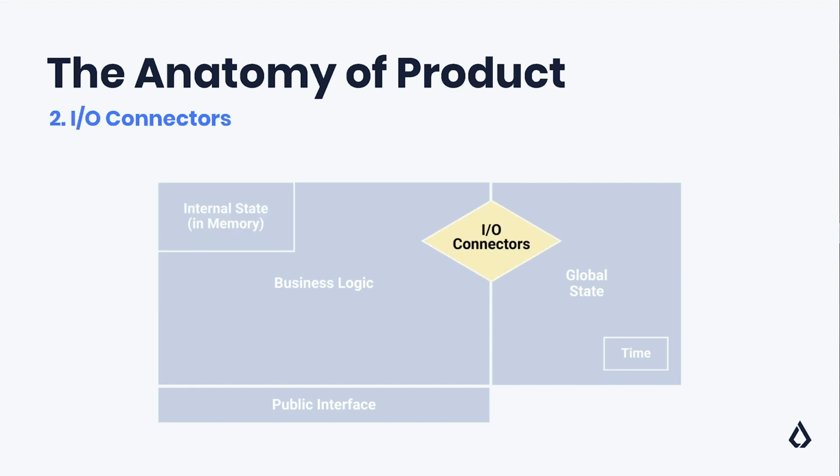And the second is I/O connectors. These are the most important component in this model. I/O connectors allow us to make I/O operations. An I/O operation is any interaction that business logic does with the global state to read or write. I/O operations are the most expensive operations since they rely on network, file system, and there can be latency in the I/O operations.